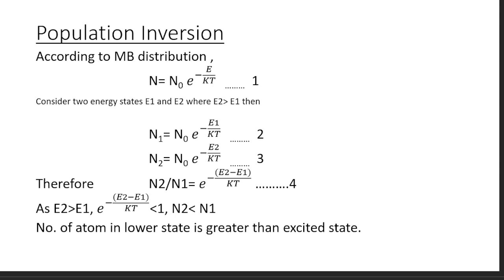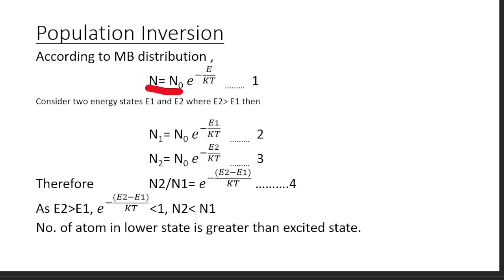So the first requisite is population inversion. This population inversion process can be explained using the Maxwell distribution formula. According to the Maxwell-Boltzmann distribution, the number of atoms per unit volume in an excited energy level E for a gas in thermal equilibrium can be written as N equals N0 e raised to minus E upon KT, where N0 is a constant, K is the Boltzmann constant and T is the absolute temperature.